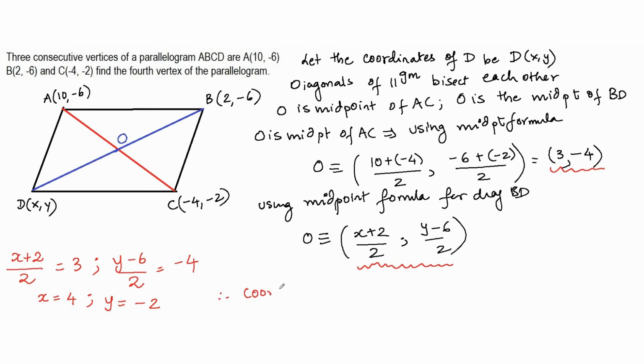Therefore, the coordinate of D is equal to (4, minus 2). This is how I go about finding the fourth vertex of the given parallelogram.